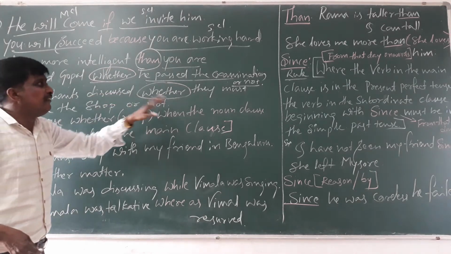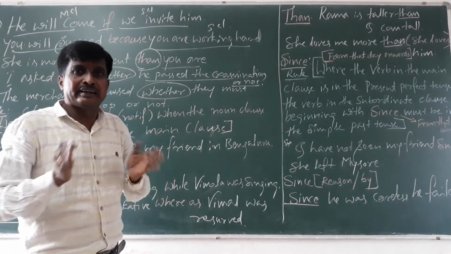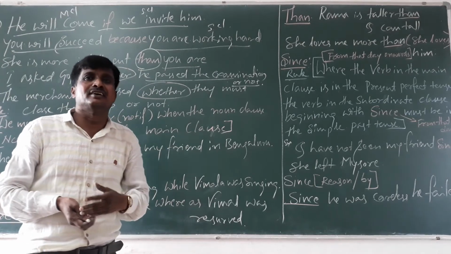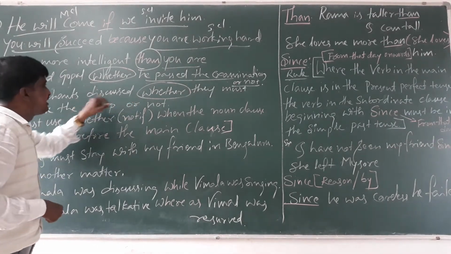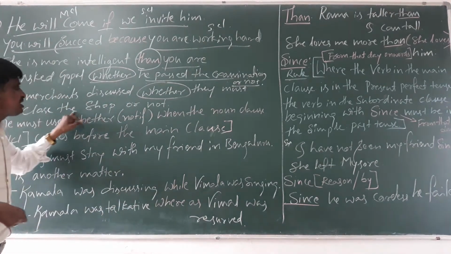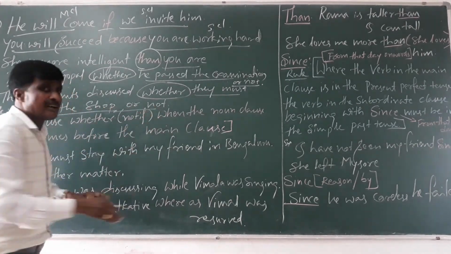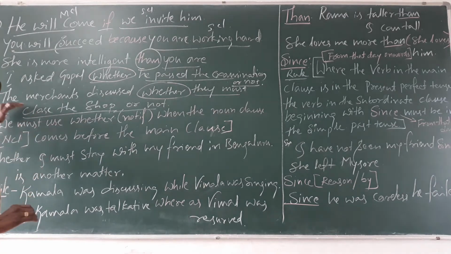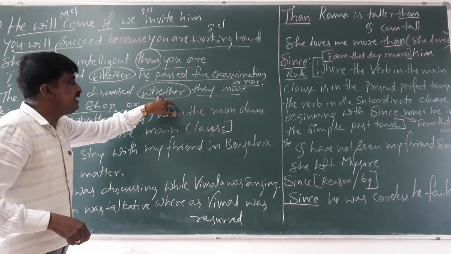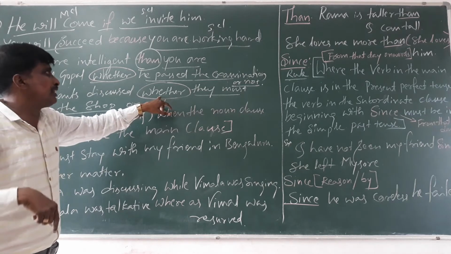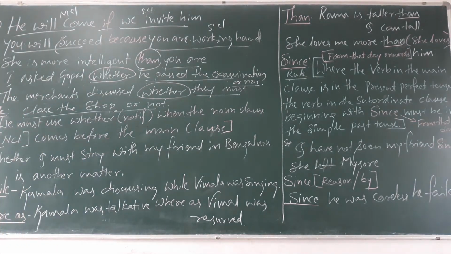The merchants discussed whether they must close the shop or not, because now the time is very crucial for the sake of the pandemic. Whether they must close the shop or not is the subordinate, dependent clause. The merchants discussed is the main clause. Whether is a subordinate conjunction, like because, like here.